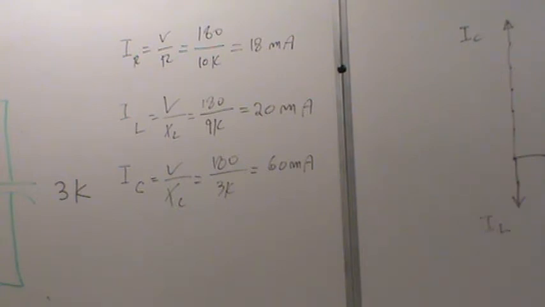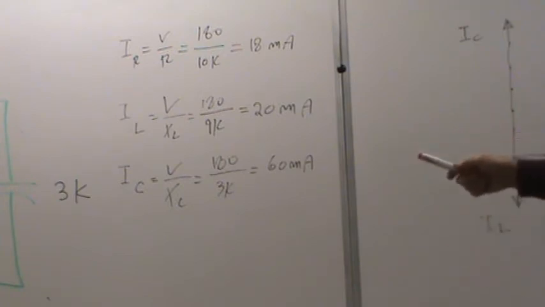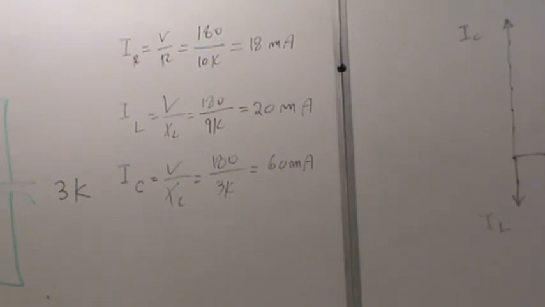So look, right away I'm looking at this and I say, the capacitor is dominating. IC is 60, and X of C is 3K. 3K is the lowest impedance, or should I say reactance, in all three of these devices. So it's going to draw the most current. It's going to dominate the circuit. And I can see it from this phasor. This almost looks capacitive.